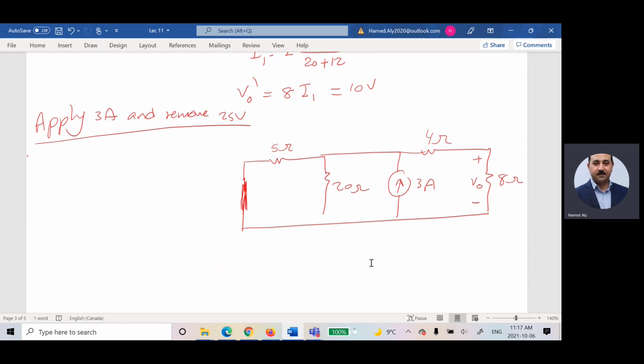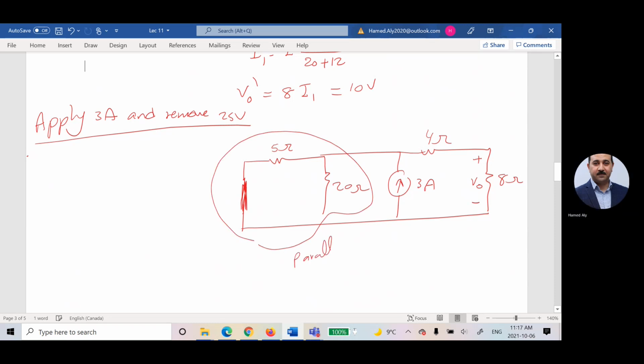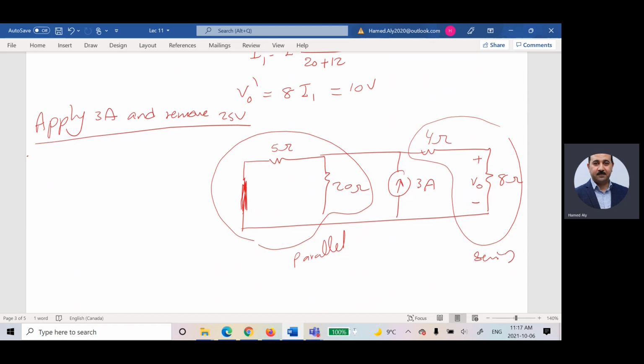Why? Because if you look at this circuit, those two, 5 and 20, are connected in parallel. So I can find the total of 5 and 20. Those are connected in parallel, and those are connected in series, and the overall is connected in parallel. If I have two branches connected in parallel, I use the current divider for finding the current in each. But before doing that, I have to find the total of those.